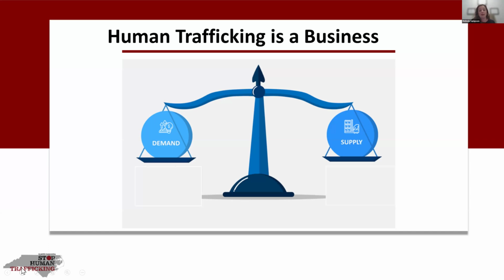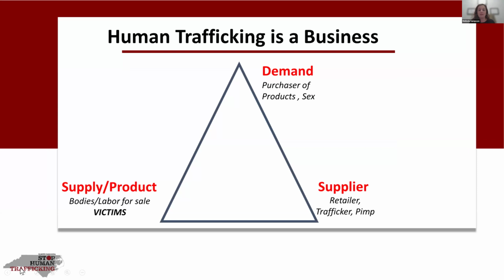To really unpack that, if you look at this triangle, the supply would be the bodies or the labor for sale, which would be victims. The demand are the purchasers, the sex buyers, and the people who want cheap labor. And the supplier, again, is the retailer, whether we're talking about labor trafficking or the trafficker. So that is what we mean when we talk about human trafficking as a business and focusing more on demand to reduce trafficking as a whole. We won't go into that in too much detail, but I do encourage you to visit the NC Demand Reduction Task Force website, which will be in the follow-up email.